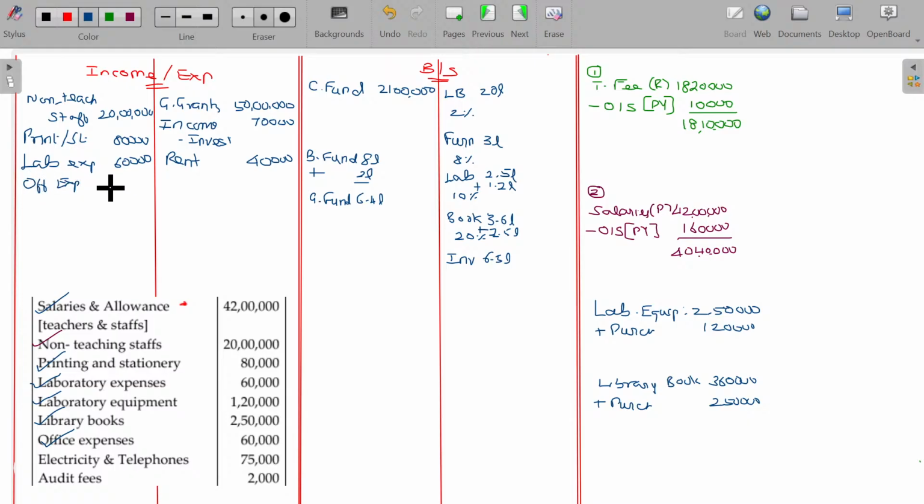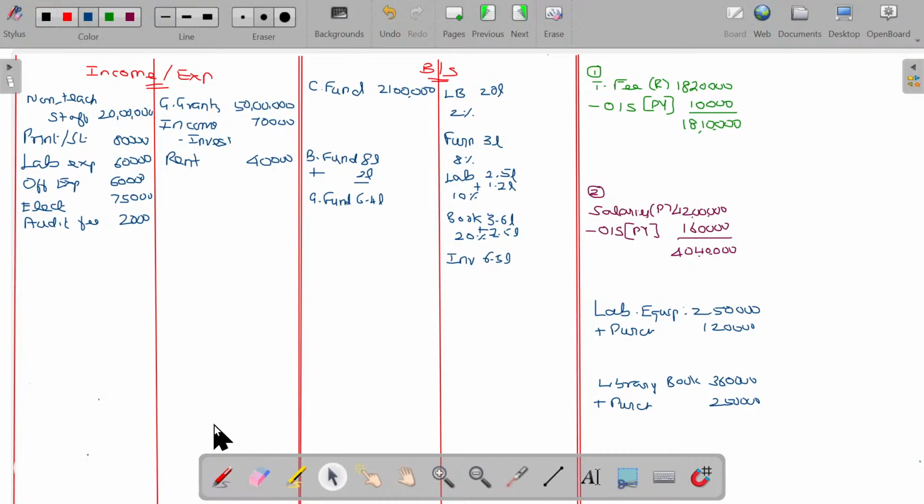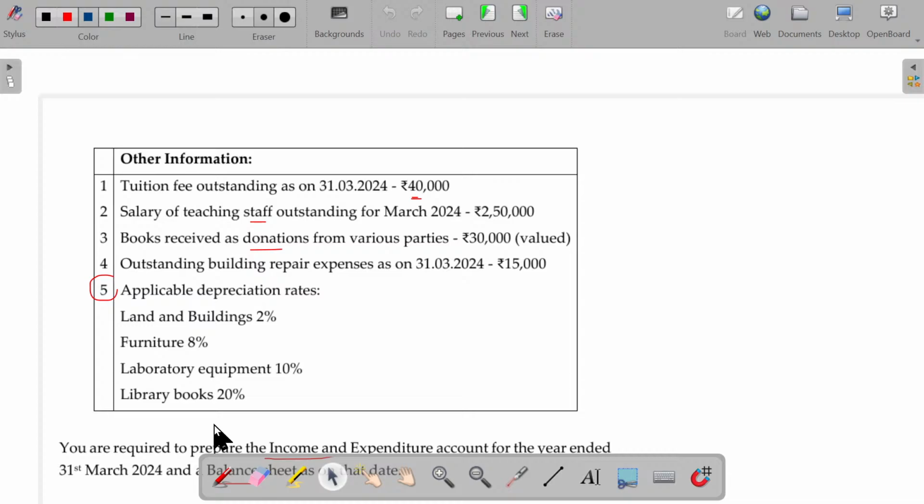shown on the expenditure side, value being 60. Electricity and telephone 75,000, and audit fee, also a revenue expense, 2,000 rupees. Clear? So up to audit fee we have completed.